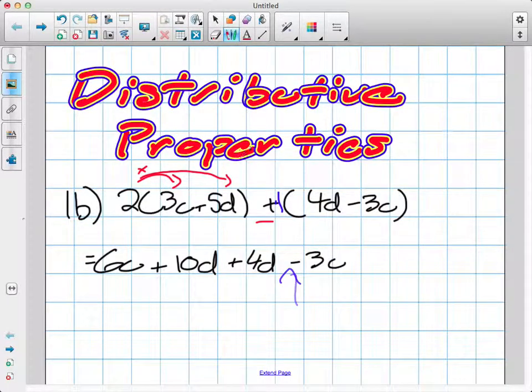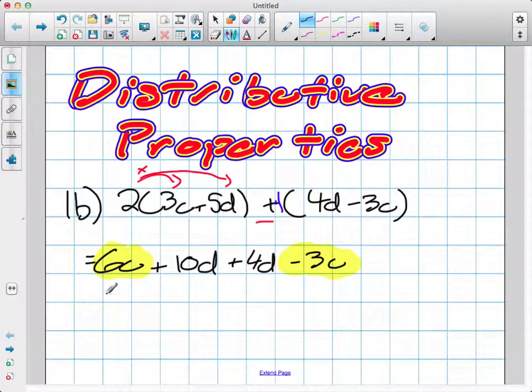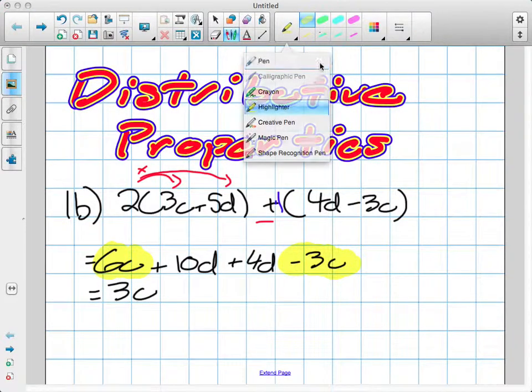Okay? So we're going to collect our like terms. What is a like term here? Go ahead, Michael. A letter. Which ones? C and C, D and D. Which ones? 6c and 3c. Yes, very good. 6c and negative 3c. So think of it like we're combining those two. If I combine 6c and negative 3c, what do I end up with? 3c. 3c, good.